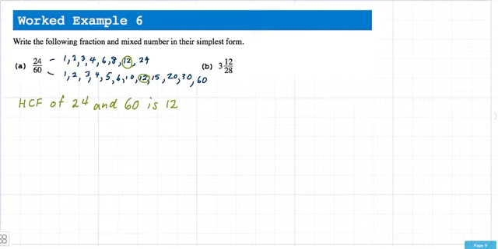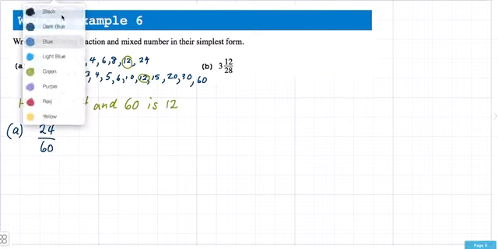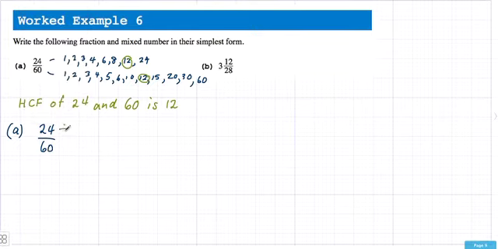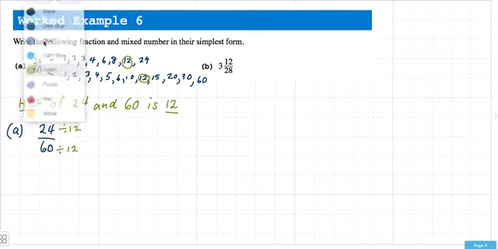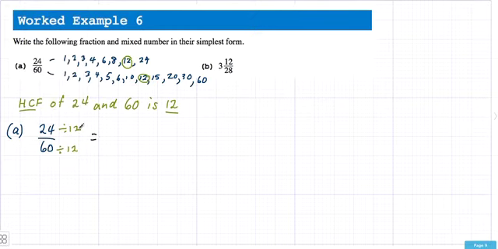So what that means is that we can simplify 24 over 60. We can write out our fraction, and now we're going to divide the top and the bottom by this highest common factor of 12. So we divide the numerator by 12, and the denominator by 12. 24, there are two 12s in 24, so we have 2 on the top, and there are 5 12s in 60. So we know that the simplest form for 24 over 60 is 2/5.